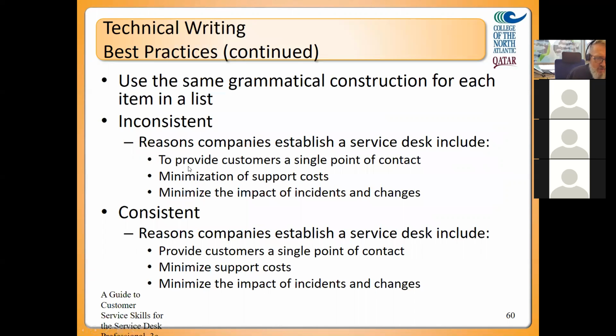So those are three different ways of presenting a fact. What we should do is choose one of them and stick to it. That's what they've done here to be consistent: provide customers, minimize, minimize. So we're using the same kind of grammatical construction in doing that.